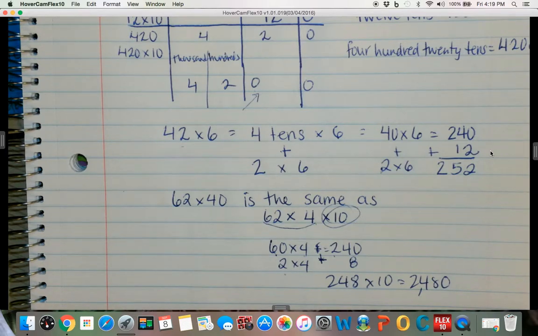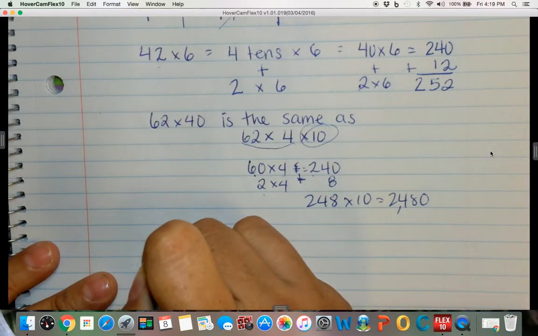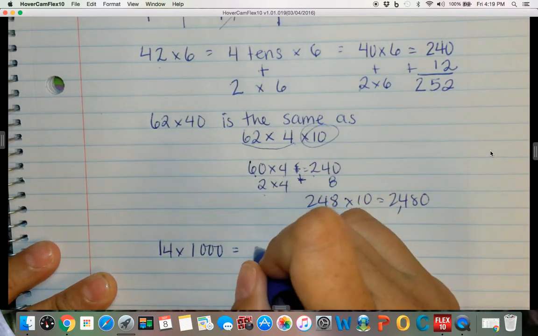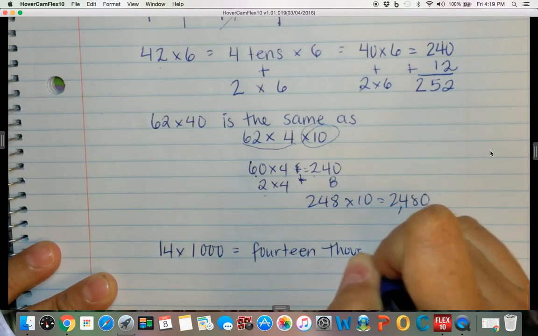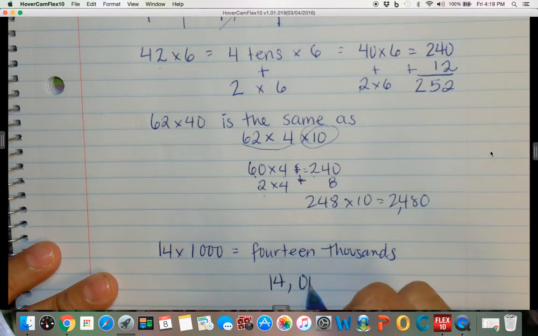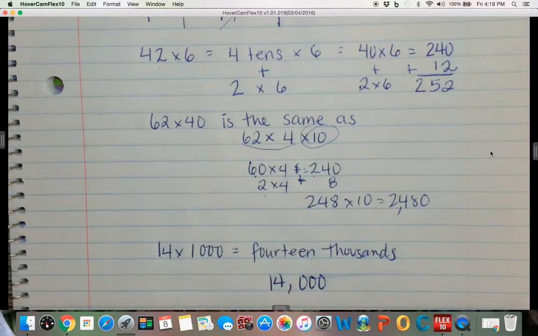And 8,000s, no, that's an easy one. 14,000s. 14 times 1,000 is the same as saying 14 thousands. I know that I write it 14,000. It's much easier to say it in words.